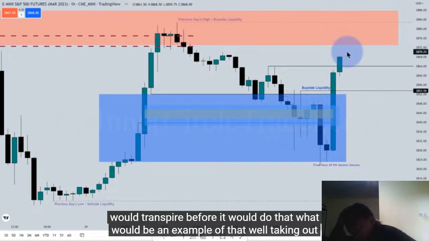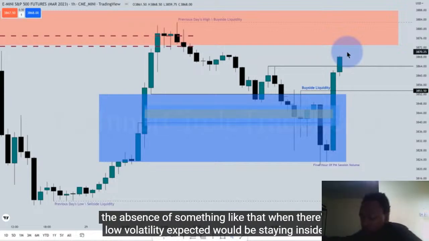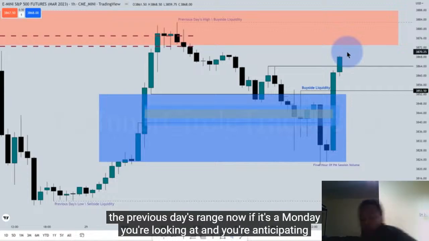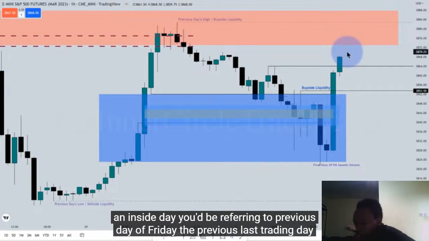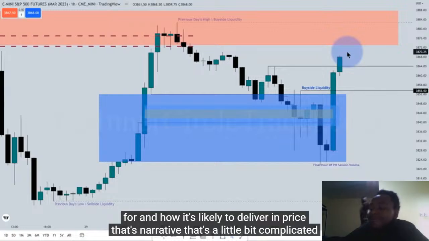What would be an example of that? Well, taking out a previous day's low just to run out the previous day's high. That's an extreme, but it can happen. The absence of something like that when there's low volatility expected would be staying inside the previous day's range. Now, if it's a Monday you're looking at and you're anticipating an inside day, you'd be referring to previous day of Friday, the previous last trading day, because we can't trade indices on the weekend. So it's a matter of knowing what you're looking for and how it's likely to deliver in price.